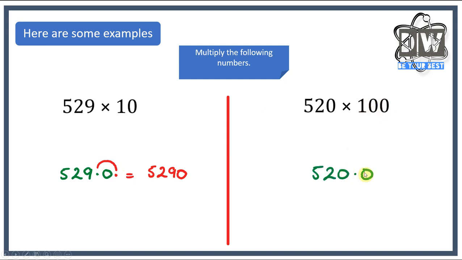For this one, we're timesing it by 100, so this is going to be a bit interesting. If I'm going to move it once there, I'm going to run out of zeros, so just make sure you put the same number of zeros as you do above so that we can move it twice. We're moving it two in that direction, so that would be 52,900.